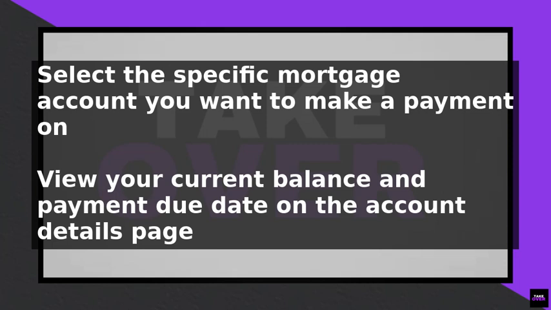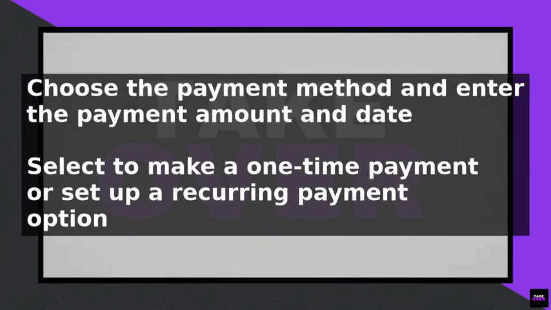If you are using an external account, you will need to verify the account by entering the test deposits sent by Chase. After selecting your payment method, enter the payment amount and the payment date. You can choose to make a one-time payment, or set up a recurring payment. If you are setting up a recurring payment, you will need to specify the frequency and duration of the payments.